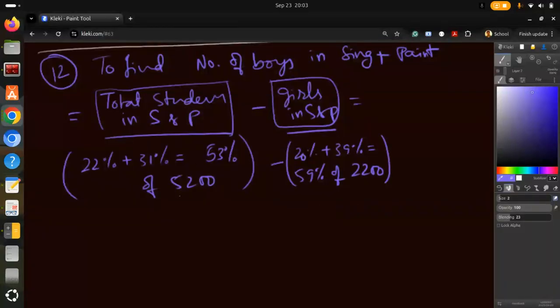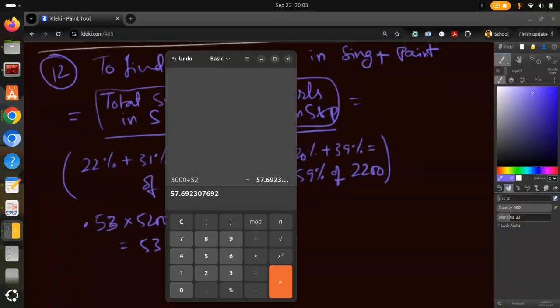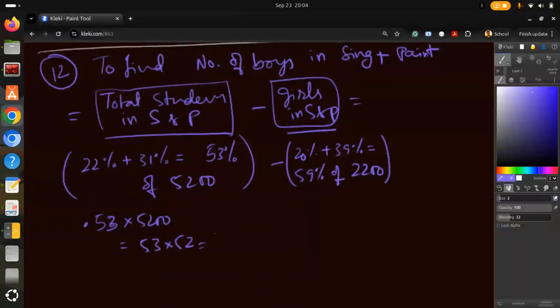So now 53% of 5200. Mathematically it is 0.53 multiplied by 5200, which is nothing but 53 into 52, because the decimal point and these two zeros cancel each other out. So 53 multiplied by 52, 2756. So this answer is 2756, and this answer I will write here.